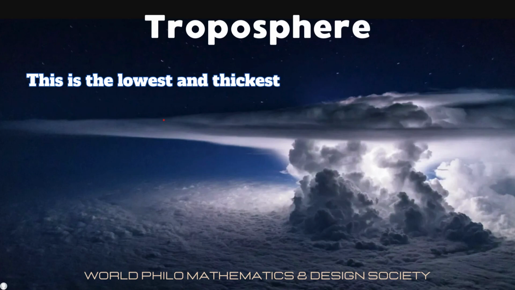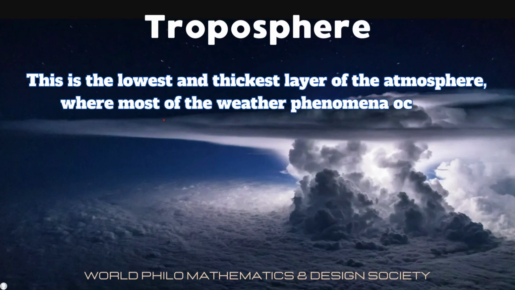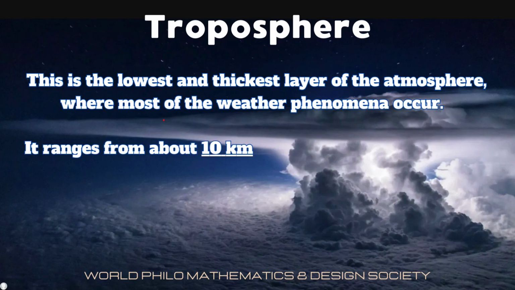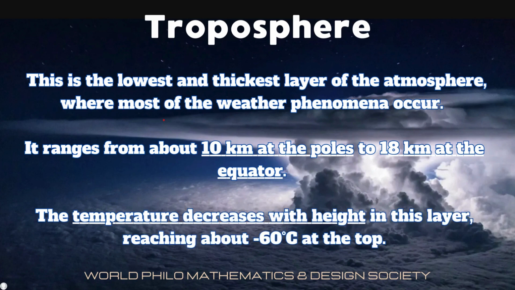Troposphere is the lowest and thickest layer of the atmosphere, where most of the weather phenomena occur. It ranges from 10 km at the poles to 18 km at the equator. Temperature decreases with height in this layer, reaching about -63 centigrade at the top.